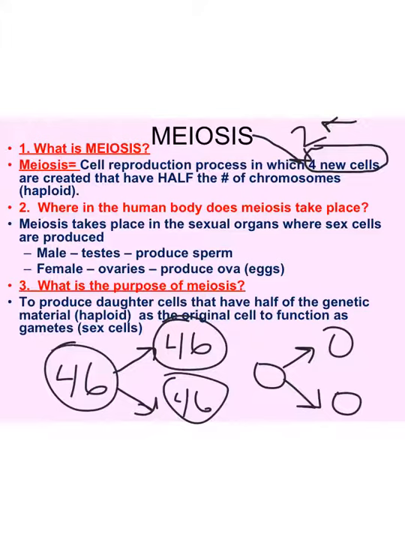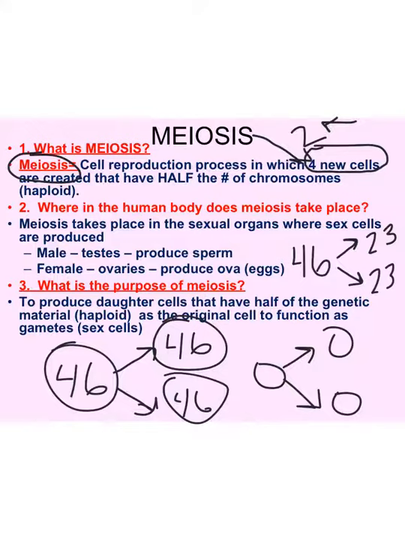Now, in meiosis, we're going to cut that number in half. So we're going to start with a cell with 46 chromosomes, but at the end of meiosis, each cell is going to have 23 chromosomes. So we're going to cut the number of chromosomes in half.